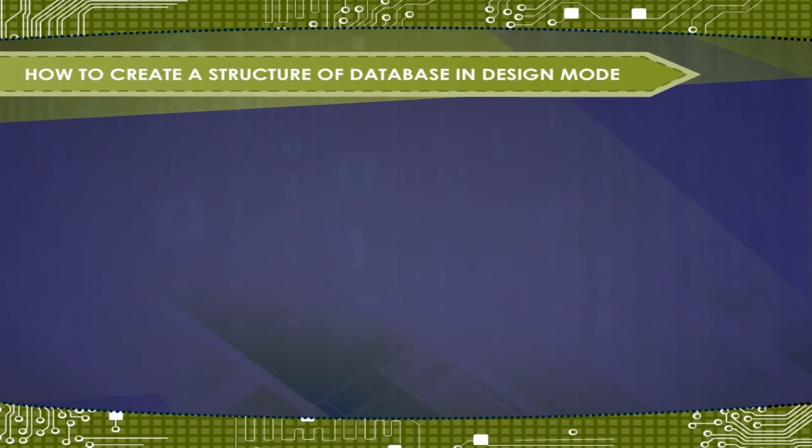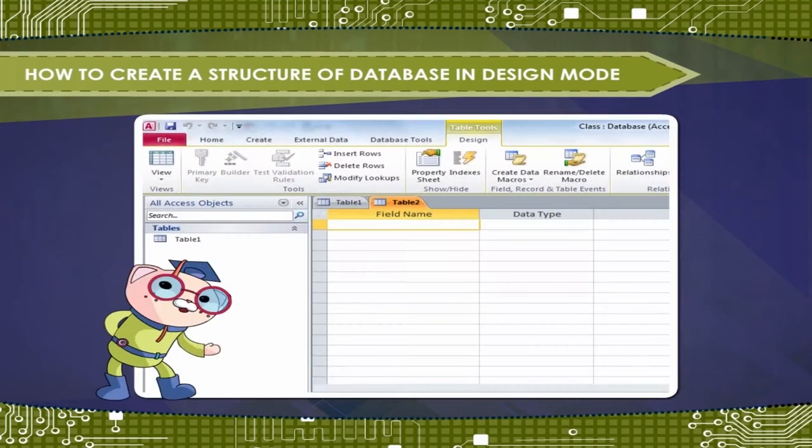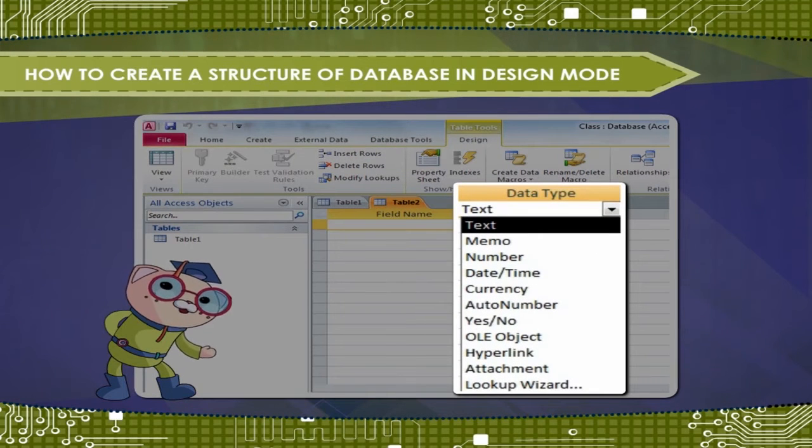How to create a structure of a database in design mode. After creating a table and naming it in the database, you need to define its structure. Structure means fields and their types. Data types in MS Access determine the kind of values that users can store in a particular field.